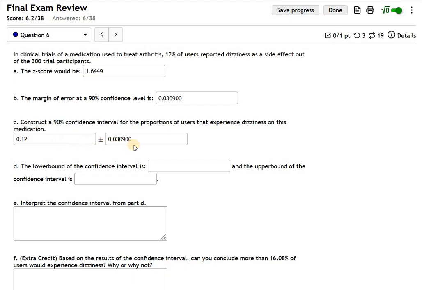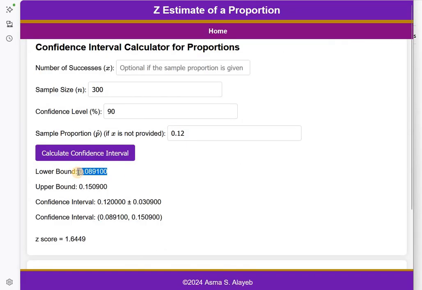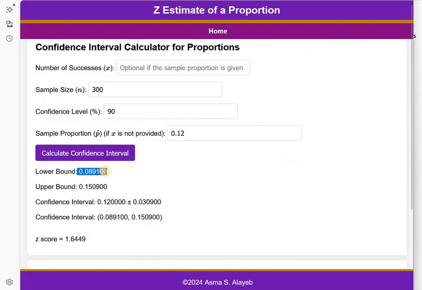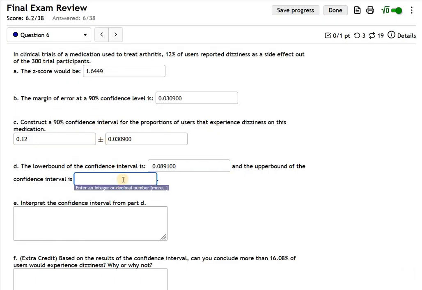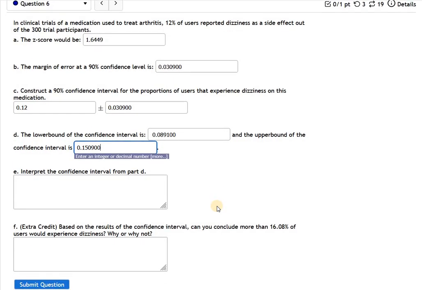In order to figure out the lower bound, we're going to subtract: 0.12 minus the margin of error, and luckily the calculator does that for us, so we do have the lower bound computed here. We don't have to do any extra math, so I'm just going to copy and paste, and the upper bound as well. The upper bound is basically the point estimate plus the margin of error. You could use the previous formula to compute the lower bound and the upper bound, but the calculator does that for us, so we don't need to. So that is so far the answers to parts A through D.